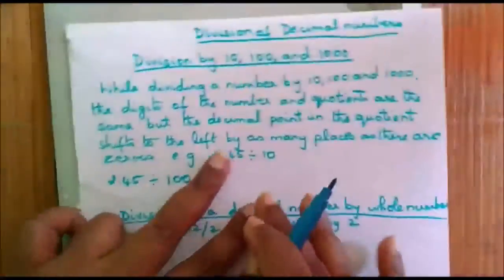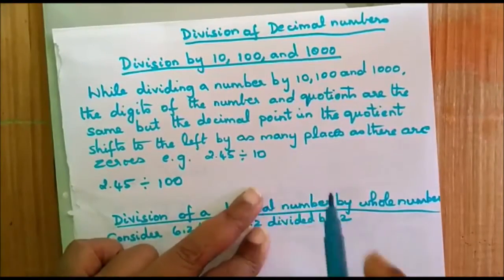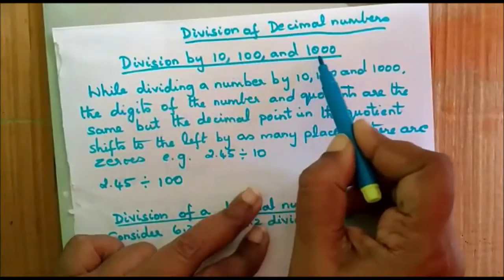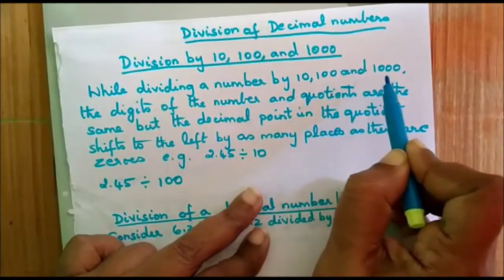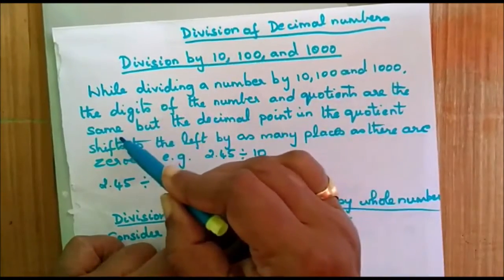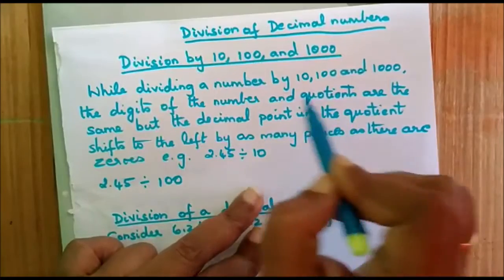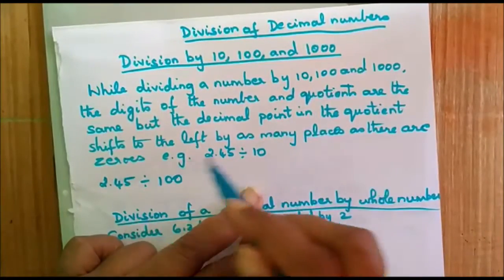Now we'll go to the next one, that is division of decimal numbers. Division by 10, 100 and 1000. While dividing a number by 10, 100 and 1000, the digits of the number and the quotient are the same, but the decimal point in the quotient shifts to the left by as many places as there are zeros.